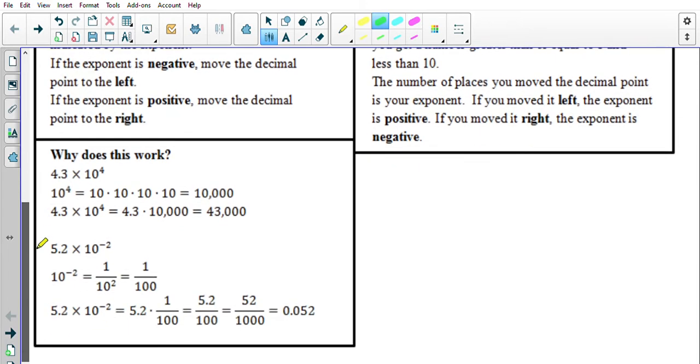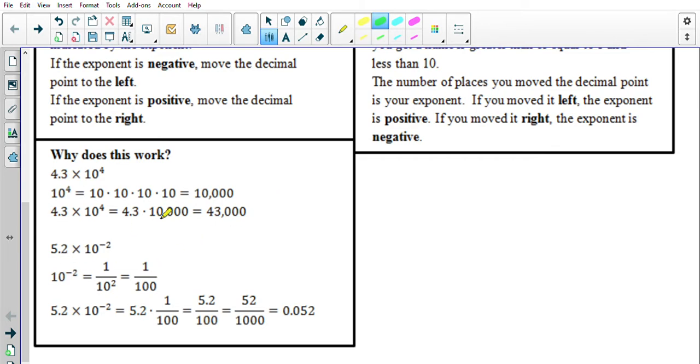So why does this work? Well, this works because if we have something like 4.3 times 10 to the fourth power, 10 to the fourth power is 10 times 10 times 10 times 10, which is 10,000. So if I take 4.3 and multiply it by 10,000, that's going to get me 43,000. But again, a way we could do this is just take the decimal point in 4.3, move it to the right 4 places. So we'll move it to the right 1, and then an additional 3 places for a total of 4 will get us 43,000.